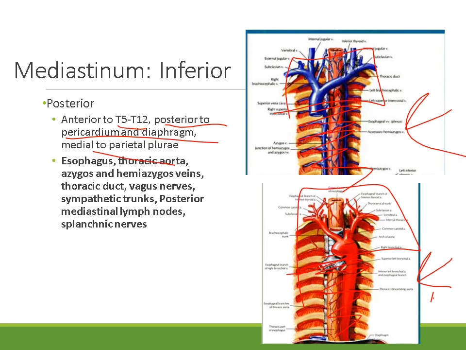So things that pass through the back of the inferior mediastinum. The esophagus. Remember we said the esophagus passes through the superior and inferior mediastinum. It goes all the way through the whole thoracic cavity and then punctures the diaphragm. And that's this, let me change colors, sorry.